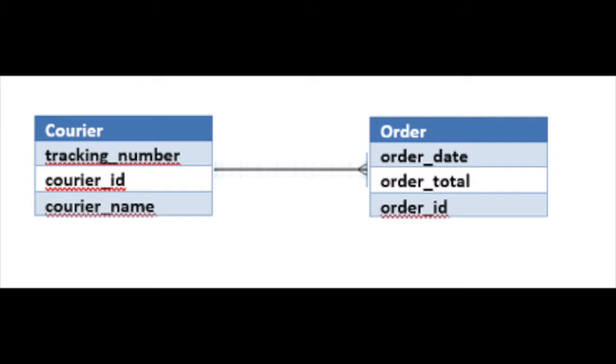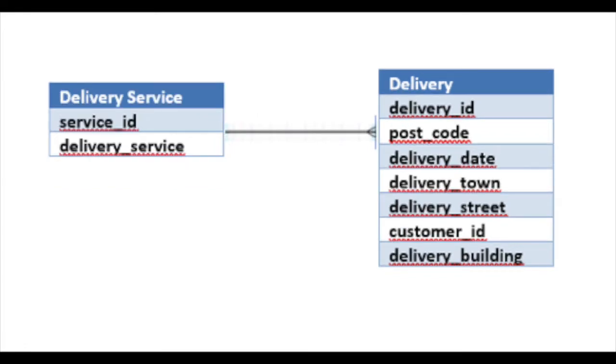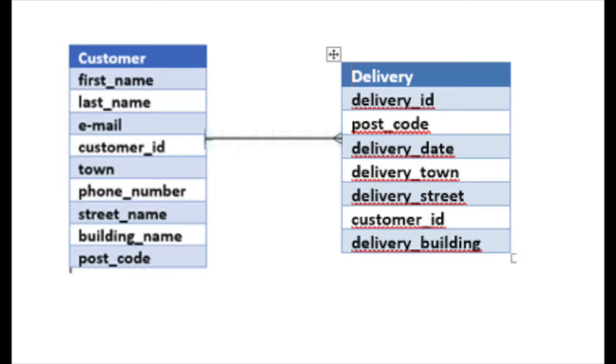The courier entity has a one-to-many relationship to order entity because one courier can be used for many orders and each order has a unique courier ID and tracking number. The courier entity has a one-to-many relationship to delivery entity because one courier can be used for many deliveries. The delivery service entity has a one-to-many relationship to delivery entity because one delivery service can be used for many deliveries. The customer entity has a one-to-many relationship to delivery entity because one customer can have multiple deliveries.